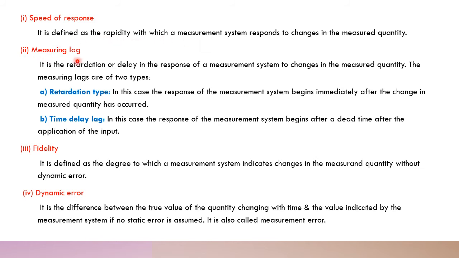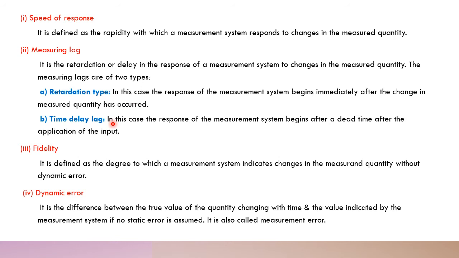The measuring lag. Lag means a delay. It is of two types: retardation type and time delay type. In the retardation type, after the change in the input, for example if you want to measure voltage, the voltage will vary accordingly. The measuring system responds immediately to the change, that is retardation.